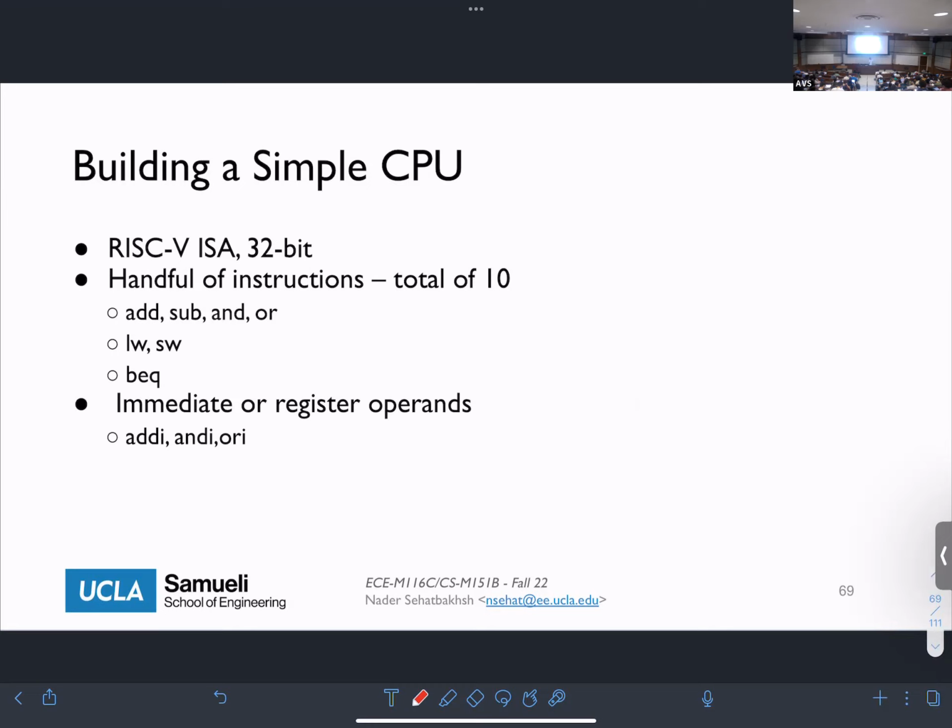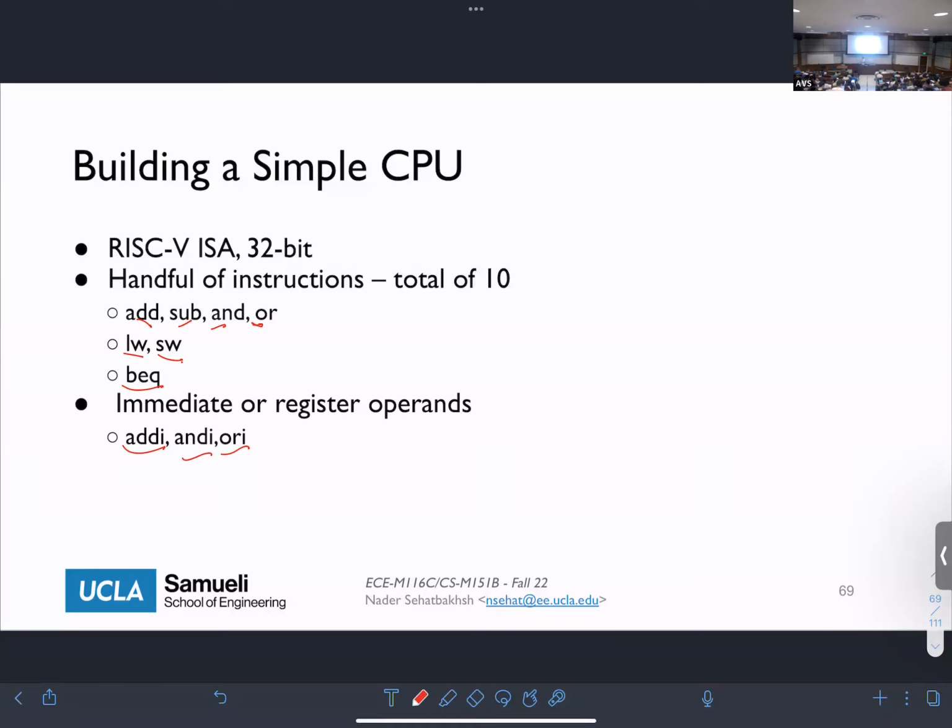And let's see what the states are, what control signals we need, and how we transition from one state to another state. In order to make that specific example, I only picked a subset of 10 instructions that we have gone over so far. So I'm only going to pick add, subtract, and, or, load word, store word, and branch equal. And I'm also going to add add-I, and-I, and or-I. So the total is 10 instructions, 32 bits.